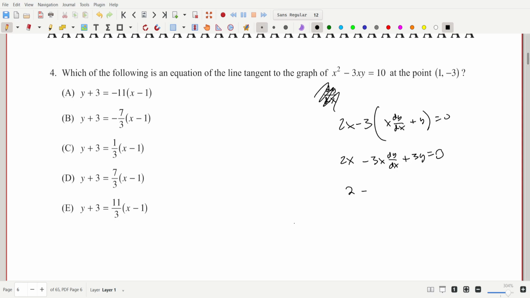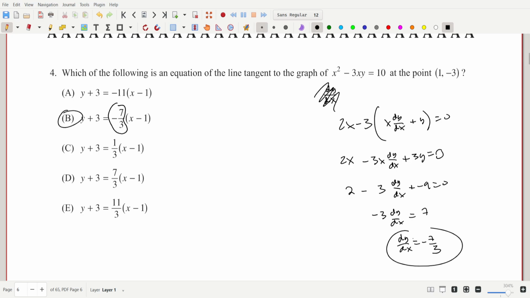So 2 minus 3 times dy/dx plus -9 is 0. Yeah, and so 2 minus 3 dy/dx, oops, 9 would go over, 2 would come over, so that's going to be 7. So -3 dy/dx equals 9 minus 2, 7 over -3. So dy/dx is -7/3. Looks like it has to be B. Why do I know it has to be B? Well, because that's the only one that's a tangent line with the right slope. This should be the slope of the tangent line.